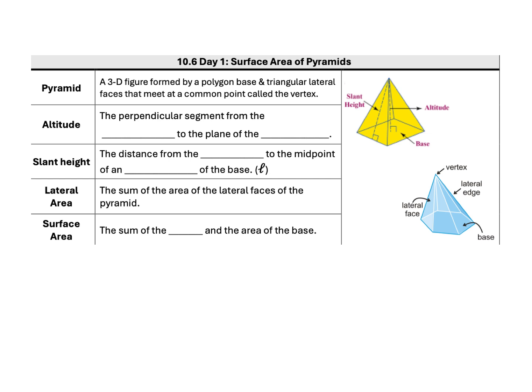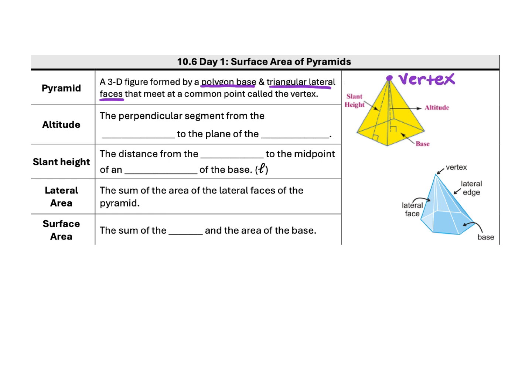A pyramid is a 3D figure that's formed by a polygon base and triangular lateral faces that meet at a common point called the vertex. So the vertex of the pyramid is going to be where those triangles come together. In this picture, it's right there at the top.